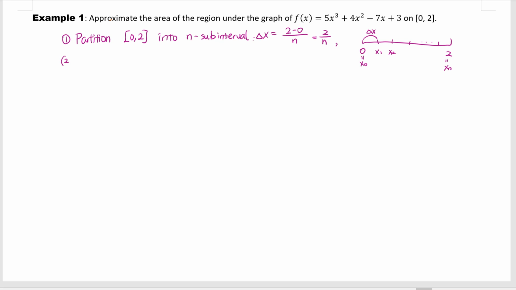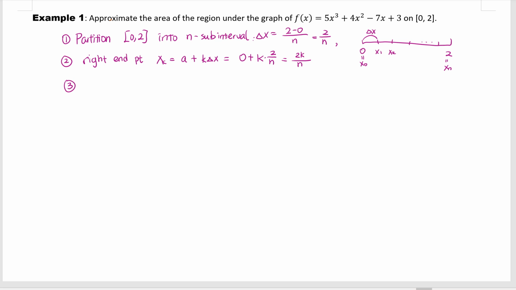Step 2. What is the right endpoint? So x sub k is the starting point, the initial point a, plus k copies of change of x. Well, a is 0, so 0 plus k times change of x from step 1, that's 2 over n. So this is 2k over n. That is the right endpoint.